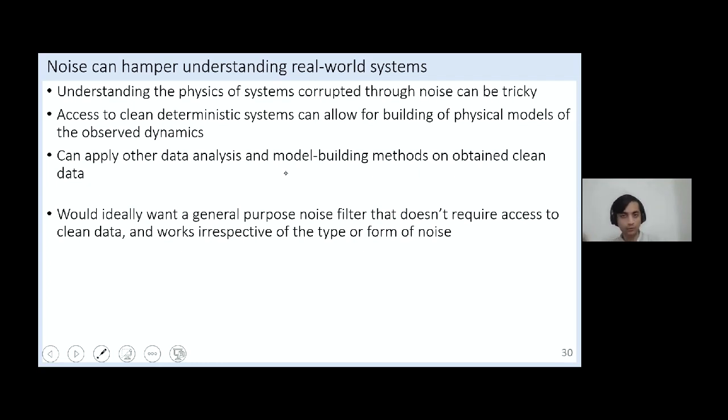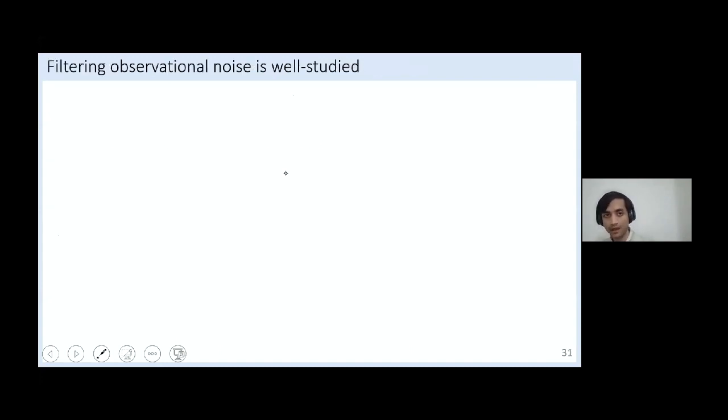So let's just try to understand a little bit more about what I mean by noise in this case, right? There are generally two types of noise that people look at. There's observational noise and dynamical noise. Observational noise is a very well-studied problem.